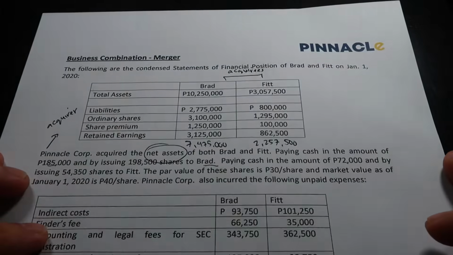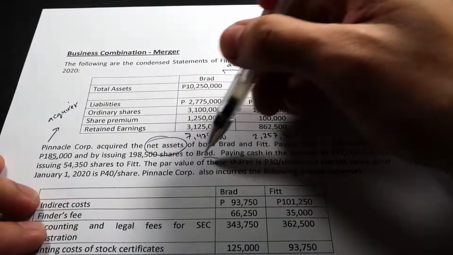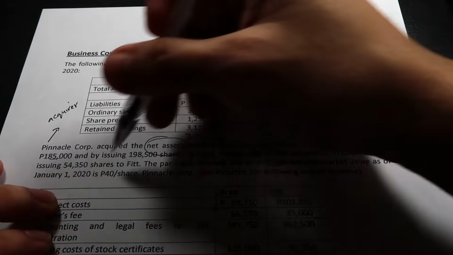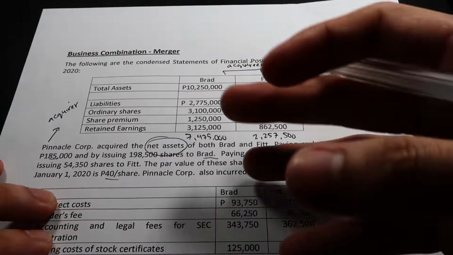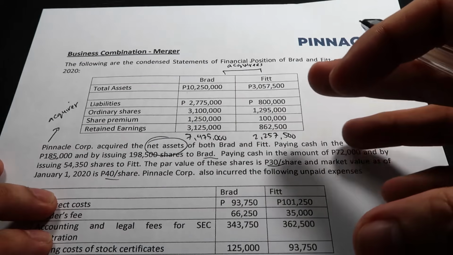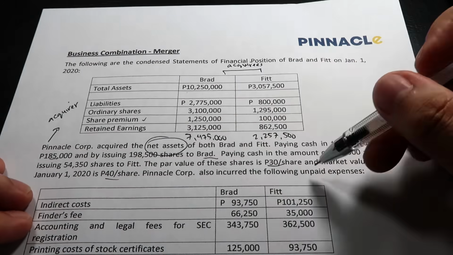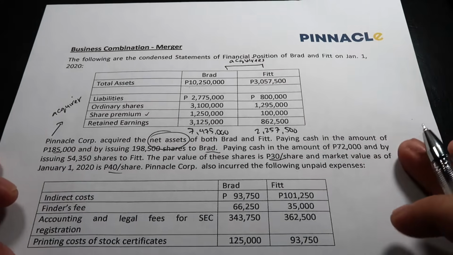Let's continue. The par value of these shares is 30 per share and the market value is 40 per share. Of course, the difference of 10, we call it the share premium. Right? Pinnacle Corp also incurred the following unpaid expenses.